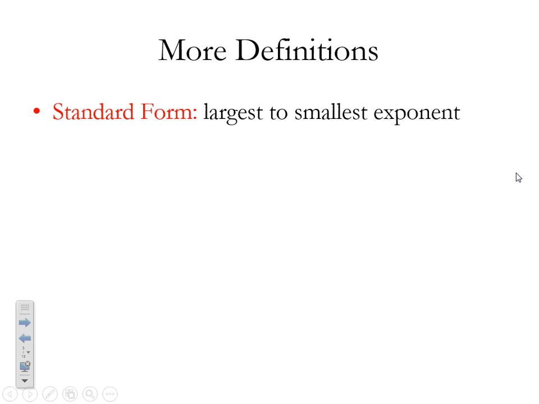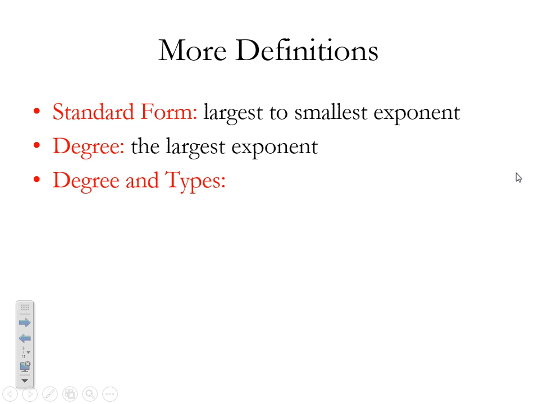Standard form. When I put a polynomial in standard form, I put the largest exponent first, and then I write all of them from largest to smallest. The degree of a polynomial is your largest exponent. So if your largest exponent is 6, x to the 6th is the degree.